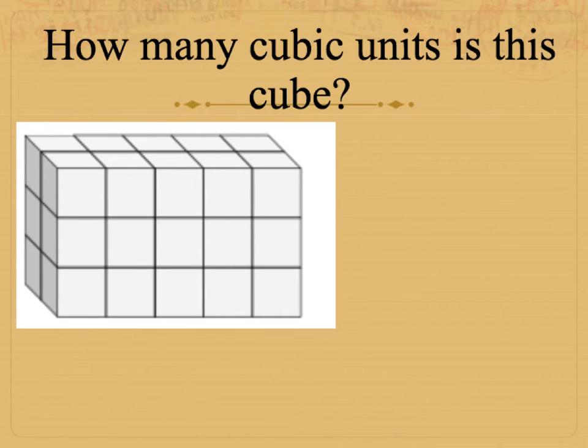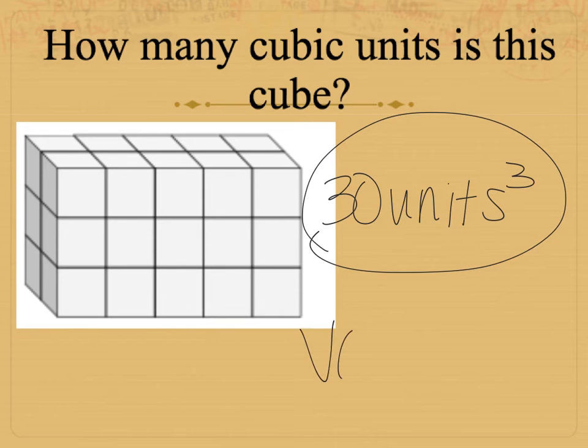Hopefully you've paused the video. Let's count them together. 1, 2, 3, 4, 5, 6, 7, 8, 9, 10, 11, 12, 13, 14, 15. I also know that there's more on the back. So 16, 17, up to 30. So in this cube there are 30 units cubed. And then this number is our volume. That's how many cubic units can fit into this shape.